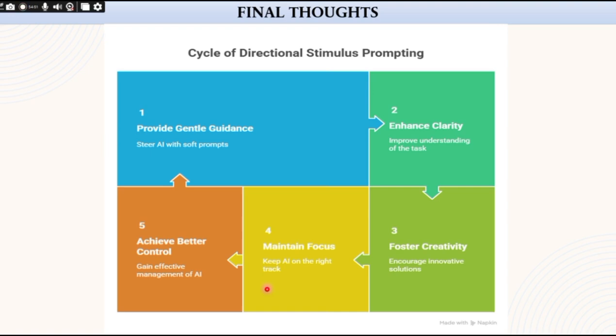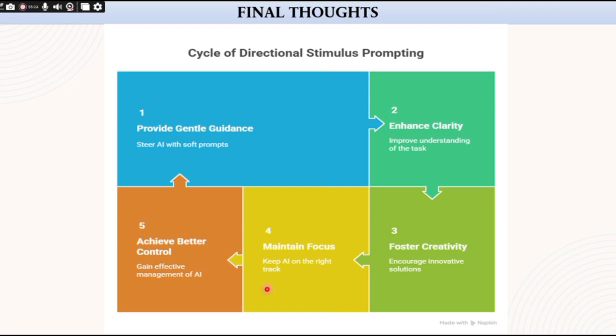So let's summarize this video. So directional stimulus prompting is like a soft whisper to the AI, like, think this way. So it doesn't force a structure or demand multiple answers. Instead, it gently steers the model in the right direction, bringing clarity, creativity, and focus to its response.